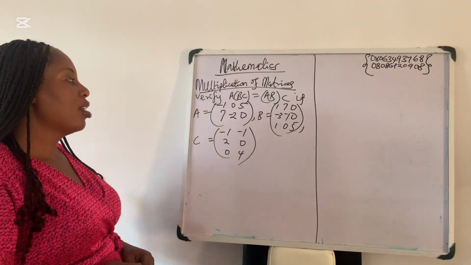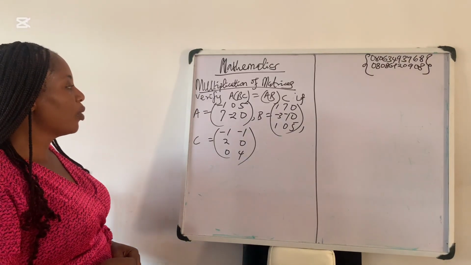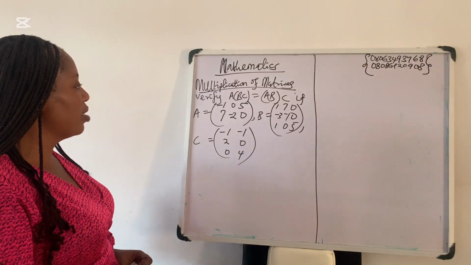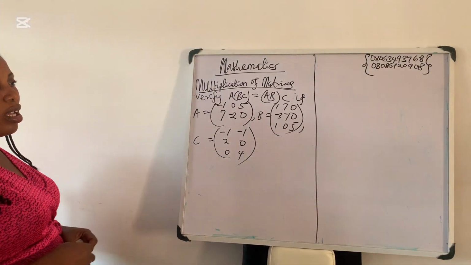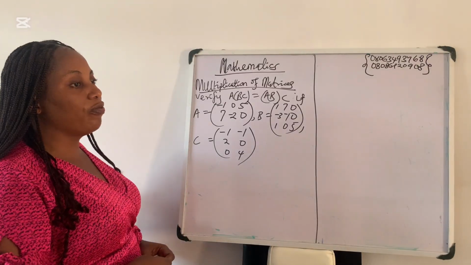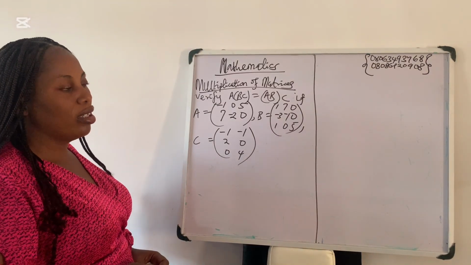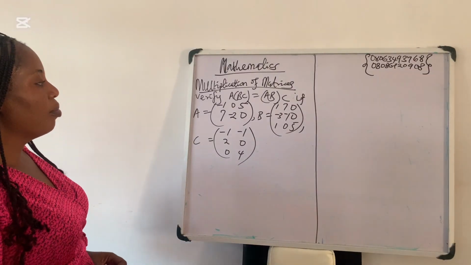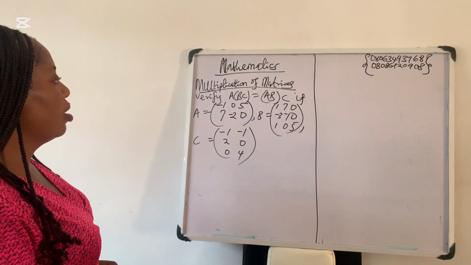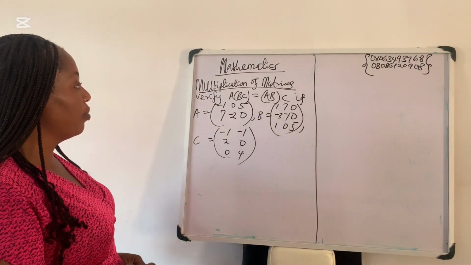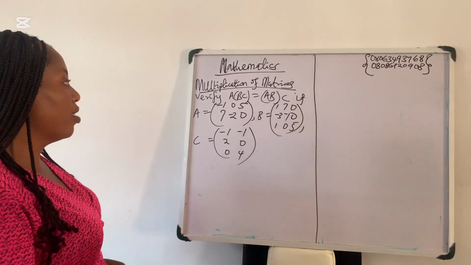We've been taught how to carry out an operation of multiplication when given certain matrices. We are given matrices A, B, and C, and we're told as well that in order for two matrices to be multiplied, the number of columns in the first matrix must be equal to the number of rows in the next matrix. Like I told you the last time, you have to consider what is in the bracket first. Now let's go.